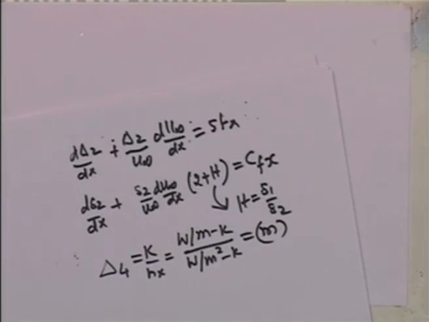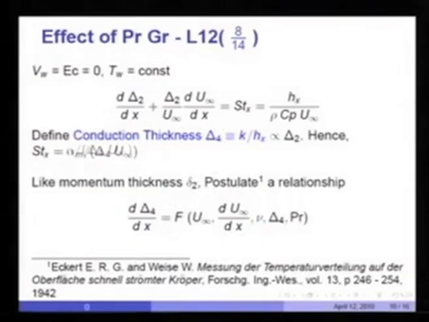Therefore, it is called the conduction thickness, and it will be proportional to all other thermal boundary layer thicknesses such as delta, delta 2 and so forth.